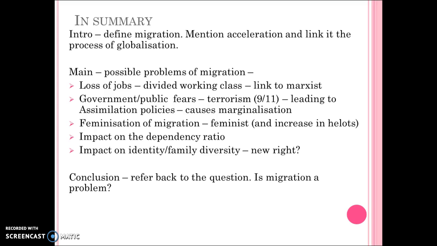And then at the end, refer back to the question: is migration actually a problem? Postmodernists would argue that no, it isn't. How you respond to migration is maybe the problem rather than the process itself. So that should give you a little bit of something to think about if you've got a question which is asking you about the impact of migration or the impact of globalization on society.